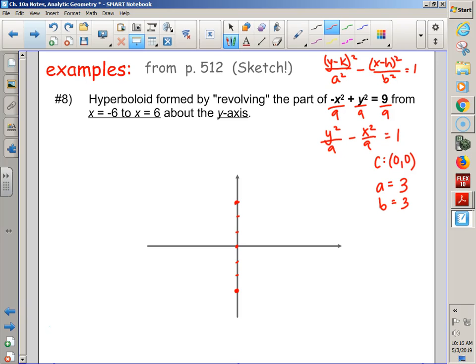I don't even think I need my foci to spin it, do I? Do I need my foci? I don't think so. He's kind of like a random point. I don't think I need him. Okay. But I do need to know how wide.